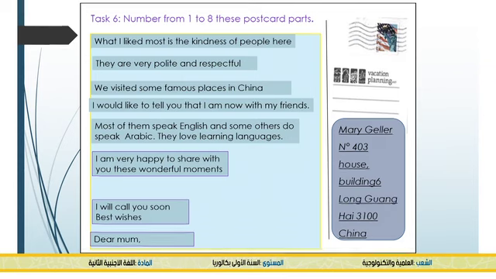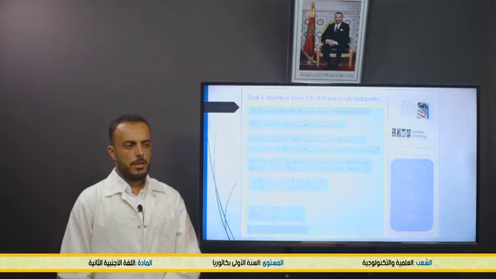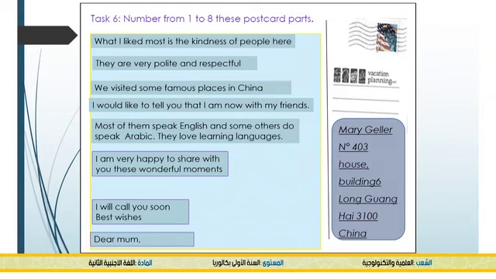So let's get back to the correction. What do you think would be number 1? Yes, very good. Dear Mom, this is number 1. Number 2, what do you think? Yes, excellent. I am very happy to share with you these wonderful moments. And number 3, I would like to tell you that I am now with my friends. So here, we moved from greetings or salutations to beginning, and then in number 3 we started the body.